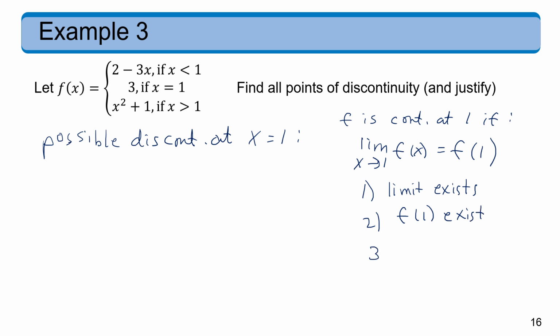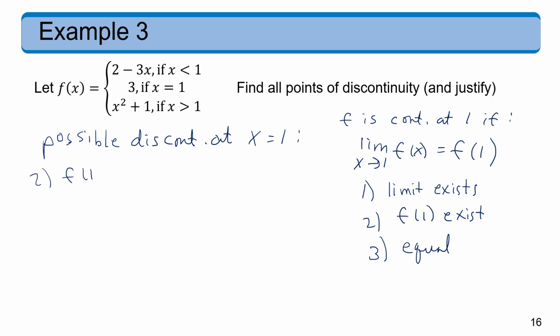And third, they both exist and they're equal to each other. If any one of those fails, that proves it's discontinuous at x-coordinate 1. So the easiest one to check is what I called number 2. Let's look at that one first. Does f of 1 exist?